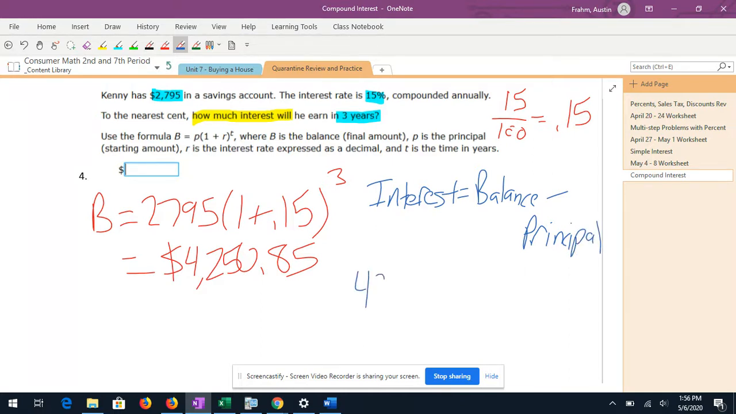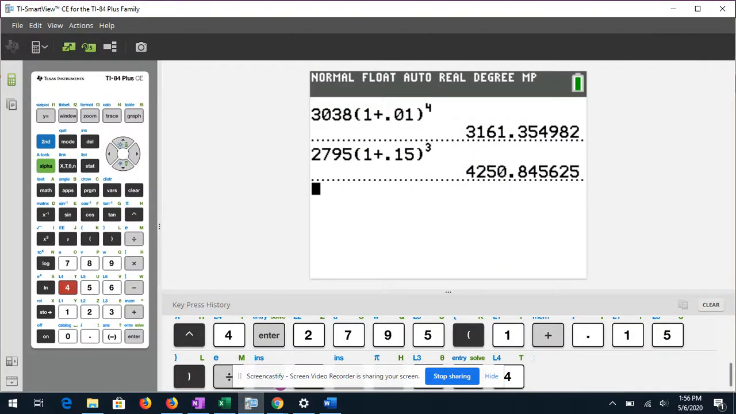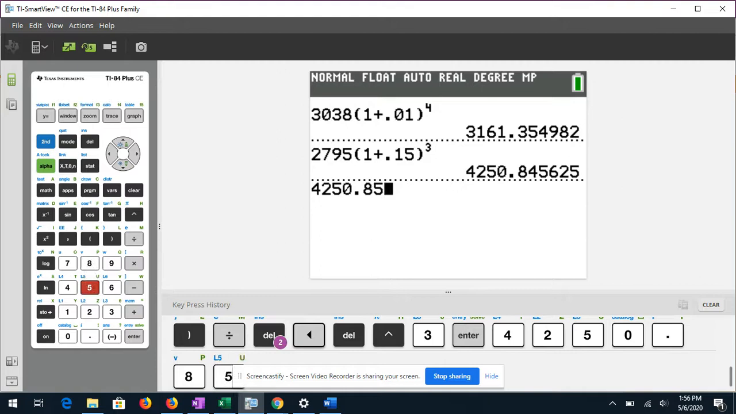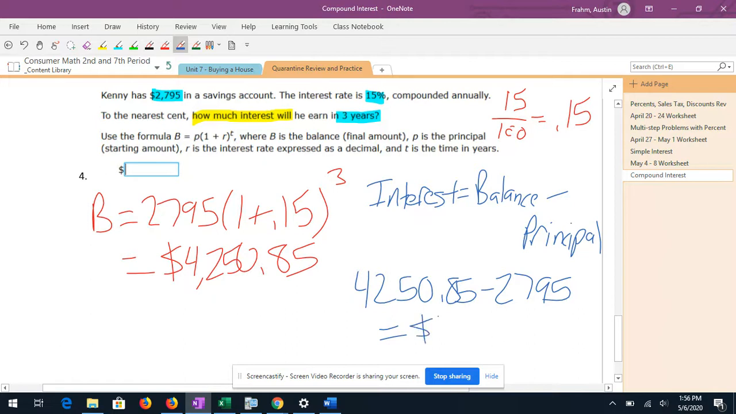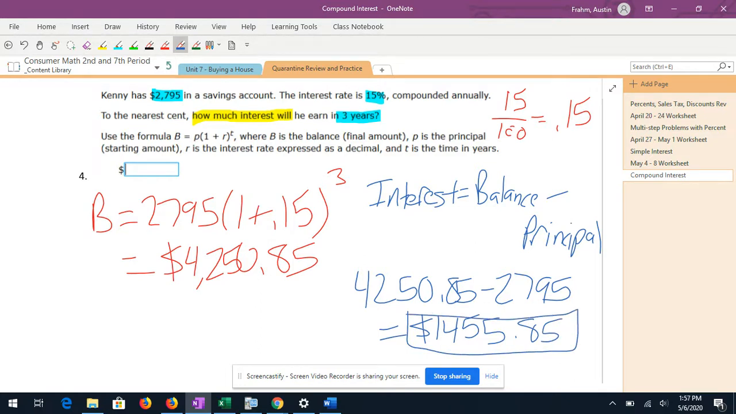So I'm going to take $4,250.85 and subtract $2,795. And it's going to be $1,455.85. That would be how much interest Kenny earned in 3 years. That would be the answer you would type in to the answer box. So be very careful when reading the questions.